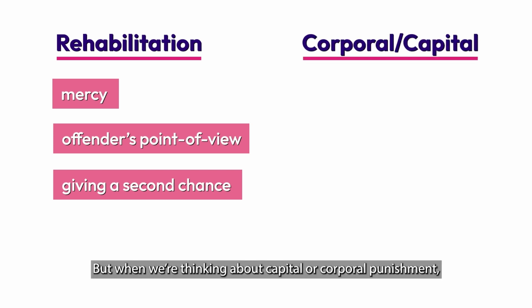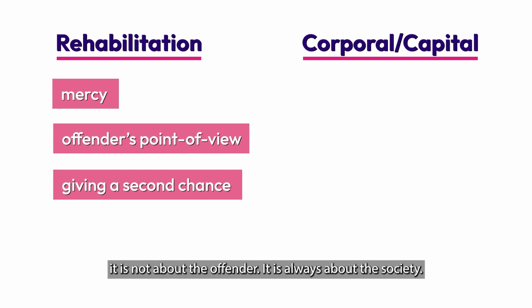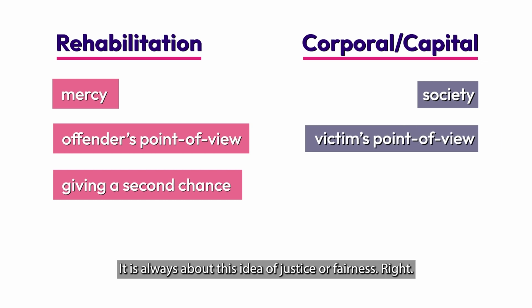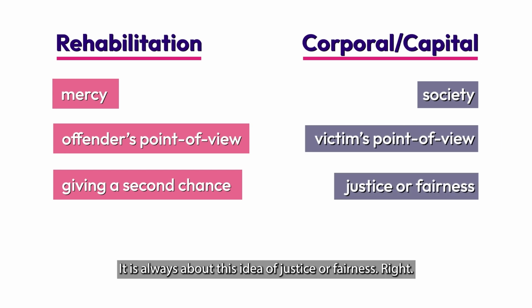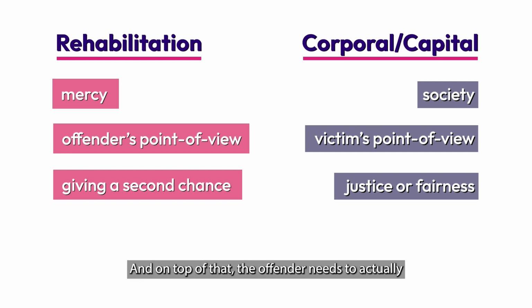But when we're thinking about capital or corporal punishment, it is not about the offender. It is always about the society. It is always about the victims. It is always about this idea of justice or fairness, right? So the offender has committed a crime, the offender needs to pay for the crime, and on top of that, the offender needs to be taken off the streets because that makes society safer. If you allow the offender back on the streets, people will feel unsafe once again.